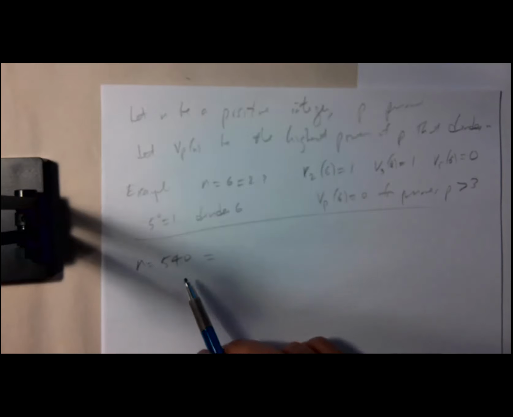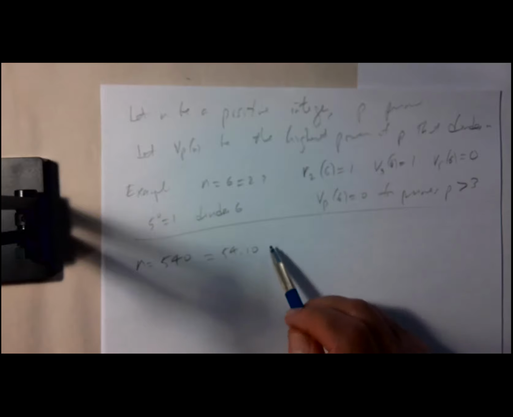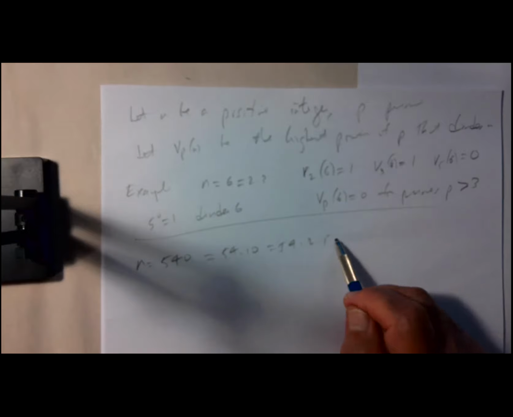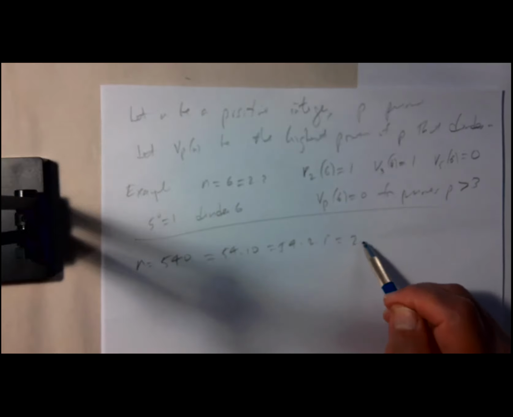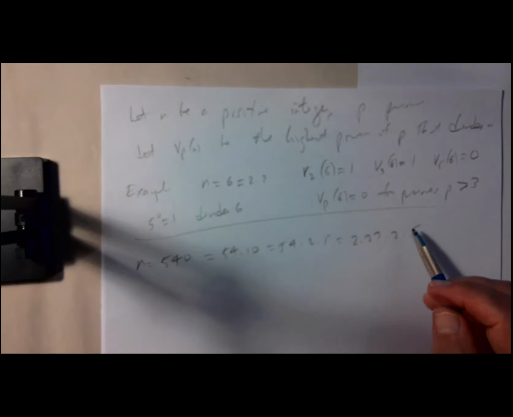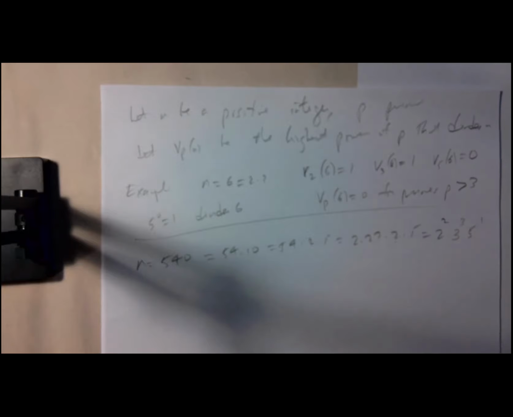Okay. So you don't have to do it all in one step. Like I look at this and I can say, well, that's obviously 54 times 10. And 10 is 2 times 5. And 54 is 2 times 27, times 2 times 5. And I know 27 is 3 times 3 times 3. So 2 times 2 is 2 squared, 3 cubed, 5 to the first power. That's the factorization.